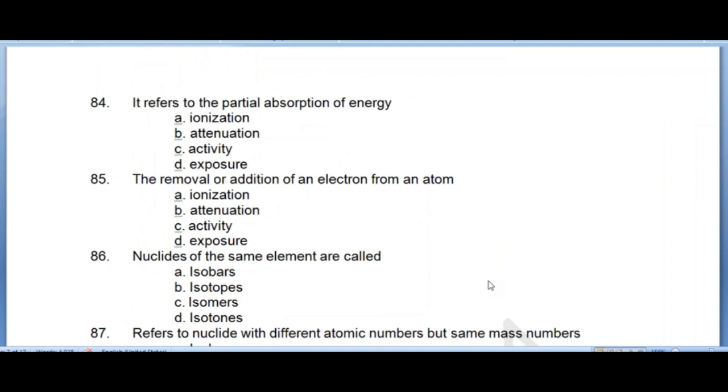84. It refers to the partial absorption of energy. So, partial. It is attenuation. Ionization is removal. Activity is time rate of decay. Exposure is ionization of X-rays and gamma rays in air. The removal or addition of electrons. So, removal of electrons. So, ionization. The same element, meaning the same number of protons or the same atomic number. So, protons, the same element, isotopes.